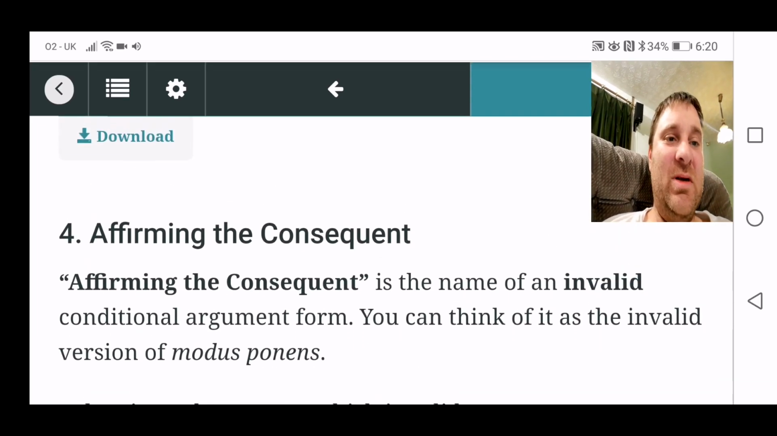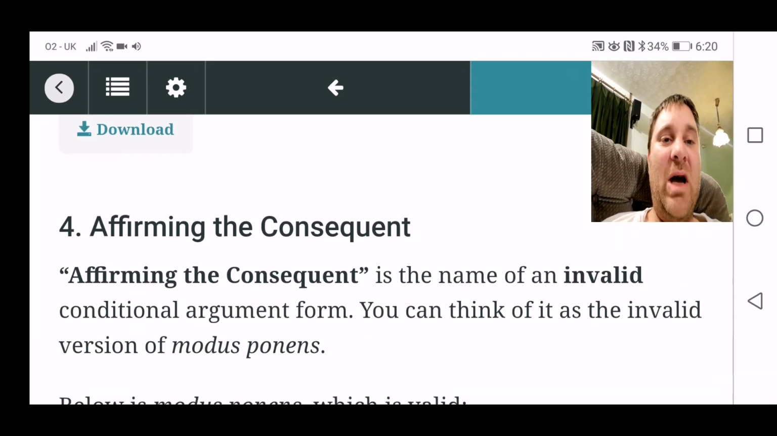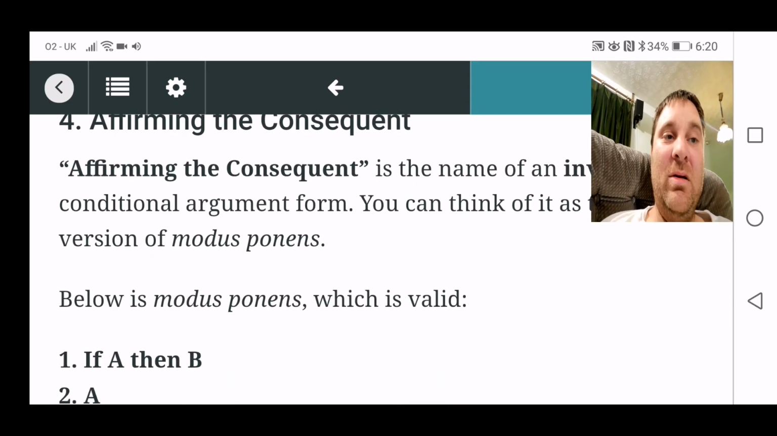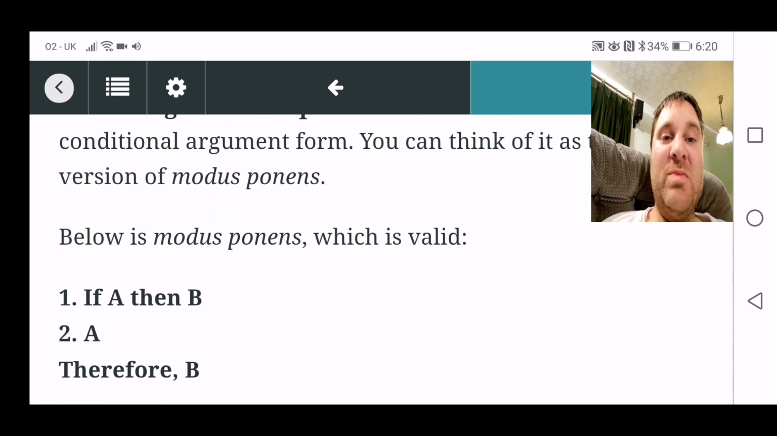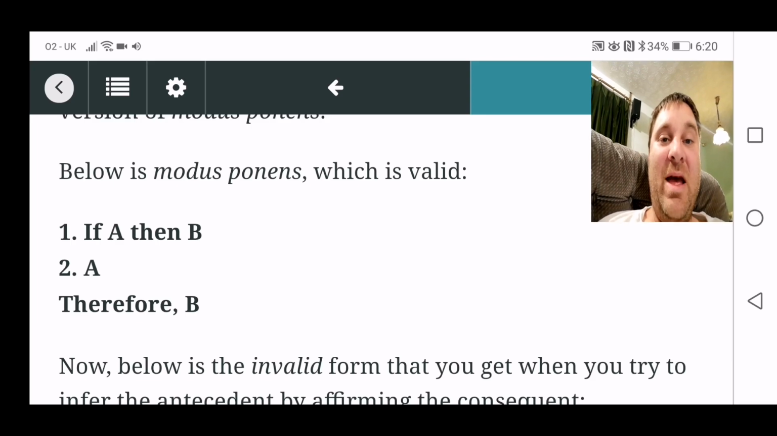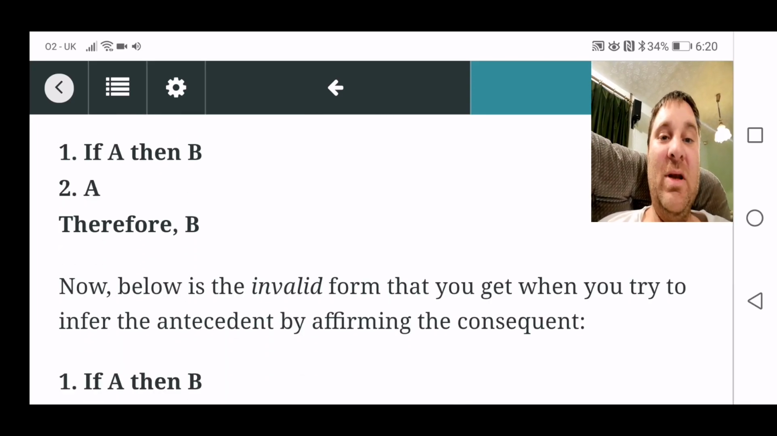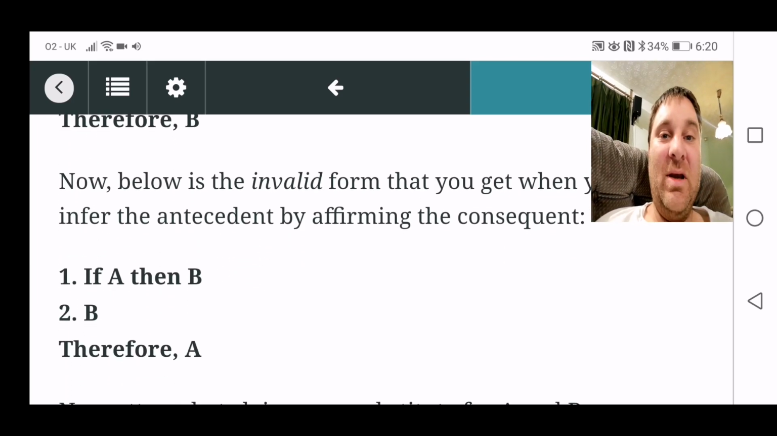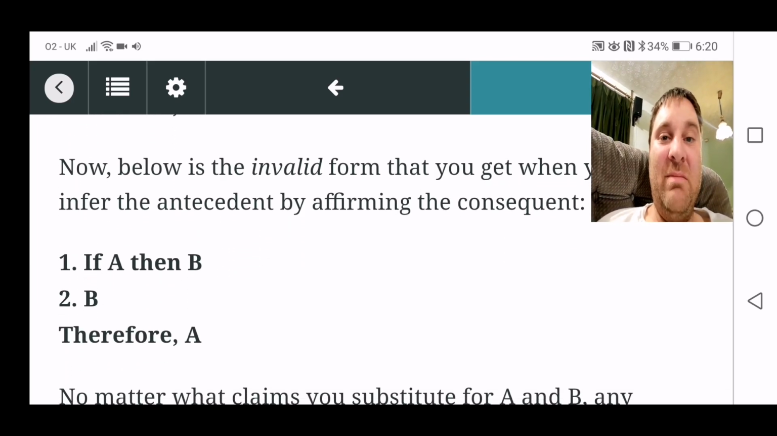Affirming the consequent is the name of an invalid conditional argument form. You can think of it as the invalid version of modus ponens. Below is modus ponens, which is valid. If A, then B. A, therefore B. Now, below is the invalid form that you get when you try to infer the antecedent by affirming the consequent. If A, then B. B, therefore A.